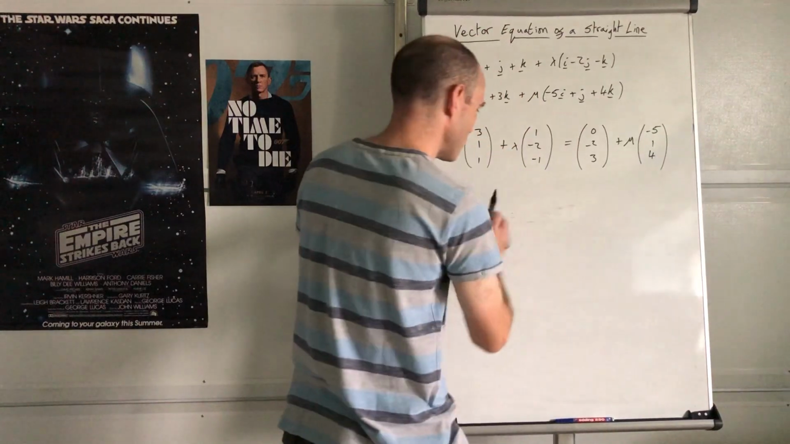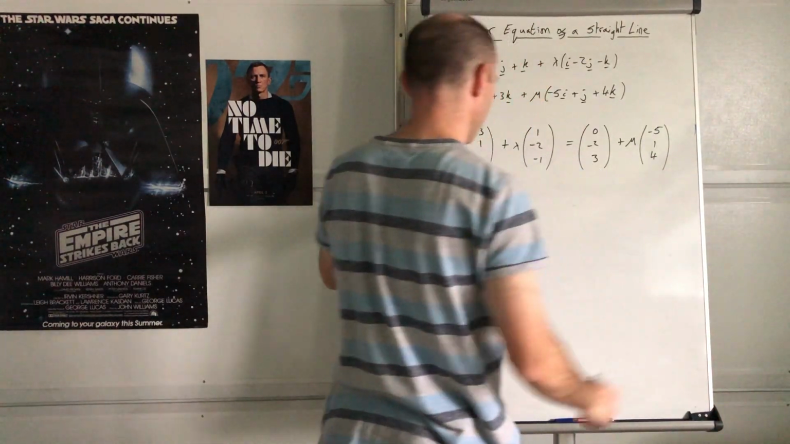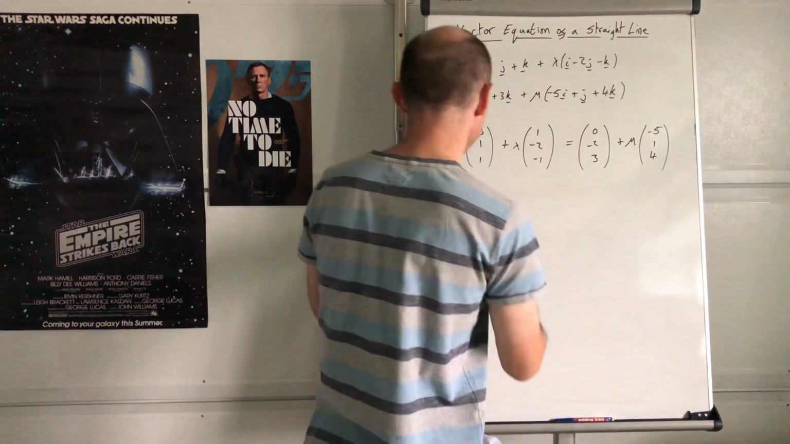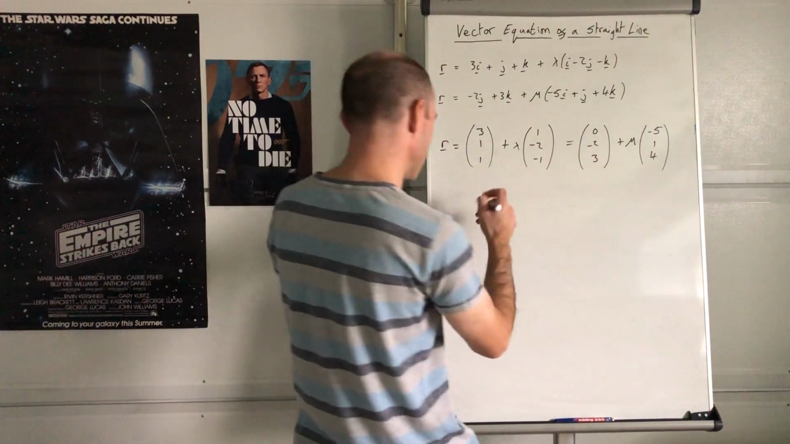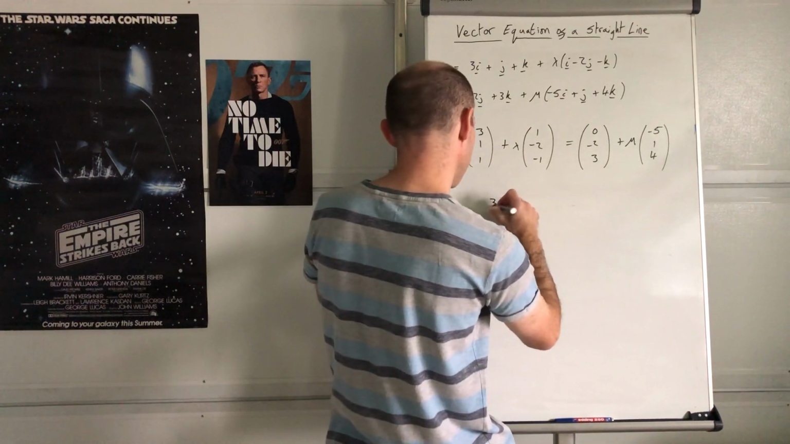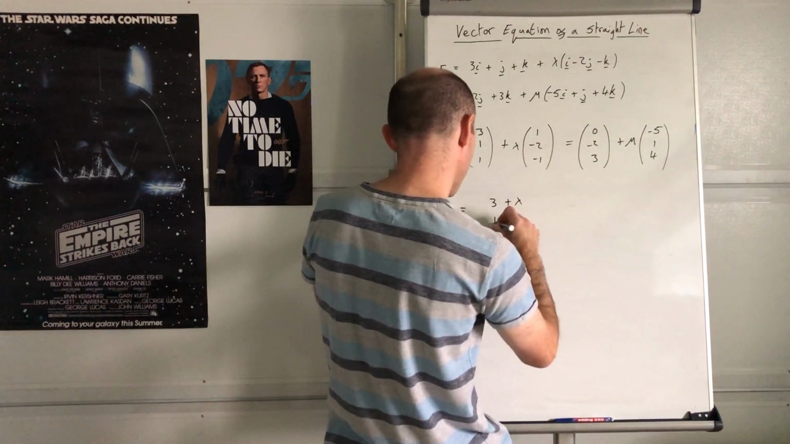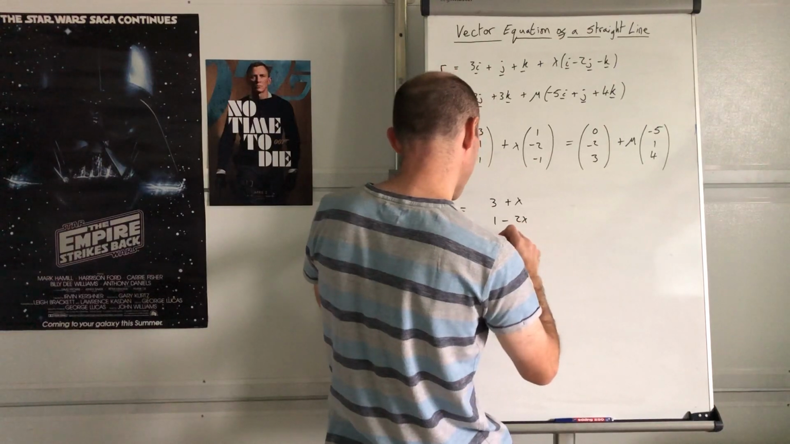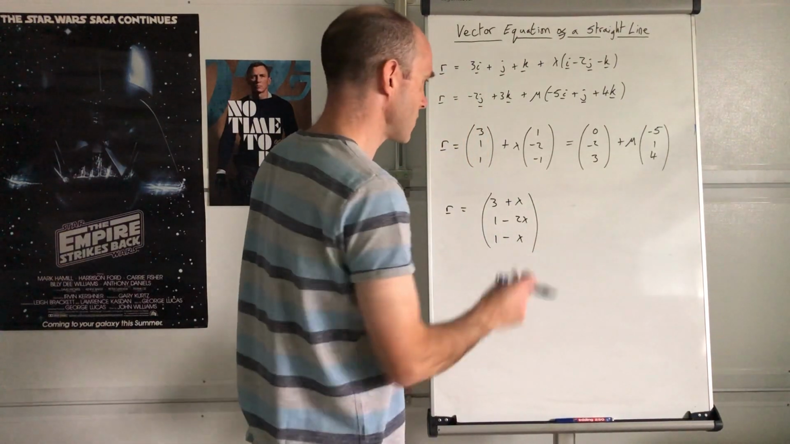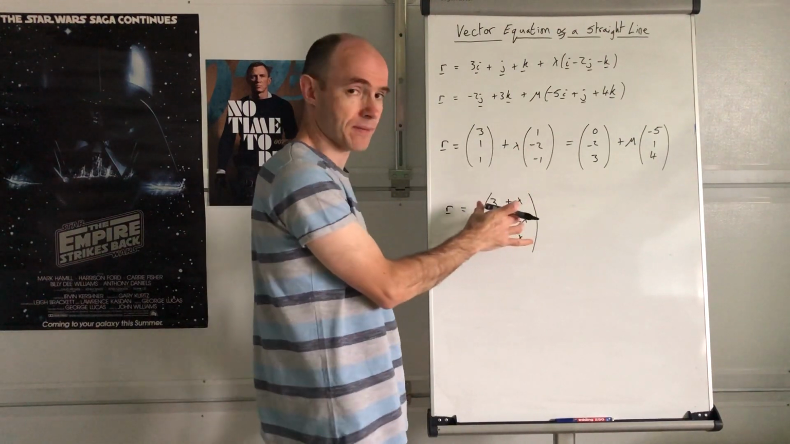Okay, now I'm going to rewrite it slightly. So first of all, I don't really like having it r equals, but I've left it there for a reason. I could also write the equation of the line like this: (3 plus lambda, 1 minus 2 lambda, 1 minus lambda). Can you see that? All I've done is combine these and put them into one bracket.